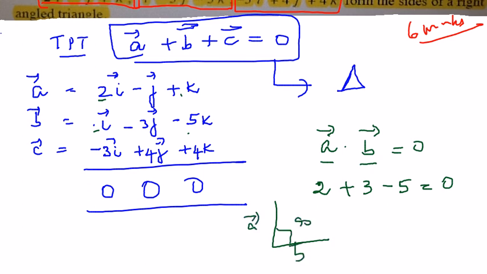So we have proved now that by proving that A vector plus B vector plus C vector is 0, it forms the sides of the triangle. And by proving that the scalar dot product of the 2 vectors A and B is 0, we have proved that the angle between these two is 90 degrees. So obviously this is a right angle triangle. So this is a very easy sum for 6 marks.